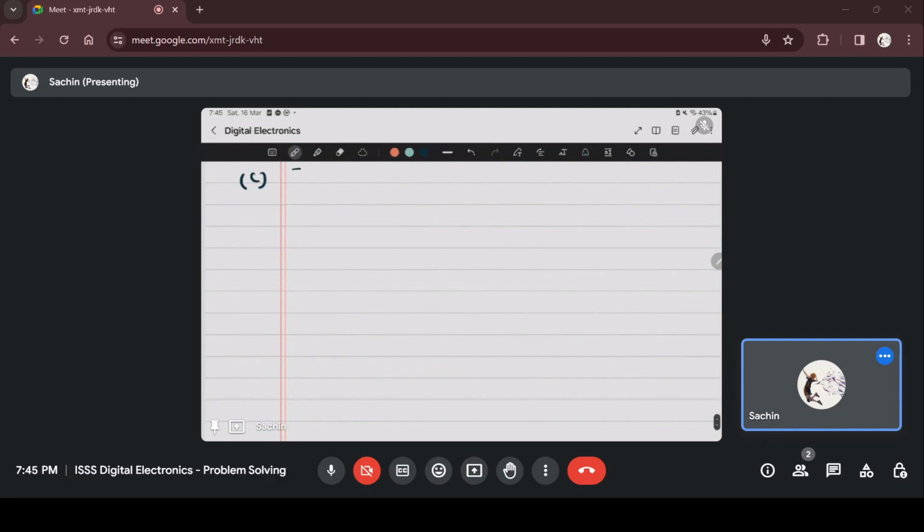Part C, f of ABC is A prime plus C prime plus D prime into A prime plus C prime into C prime plus D prime, which when simplified will give you f of ABC. Sorry, it's not ABC, it's ACD. F of ACD, and the simplified expression will be C prime plus A prime D prime.